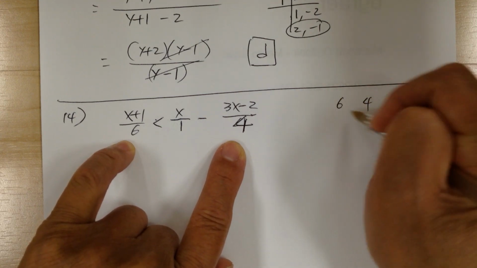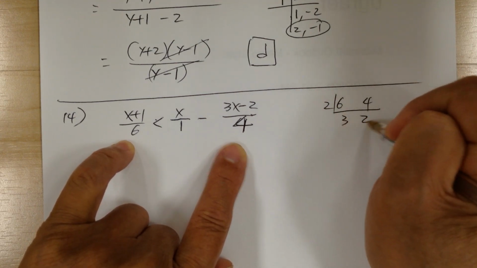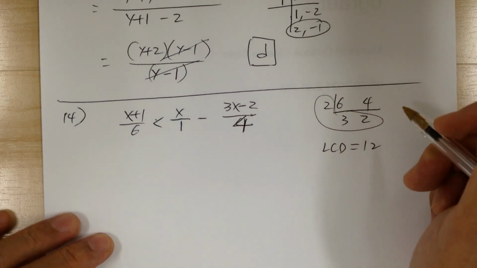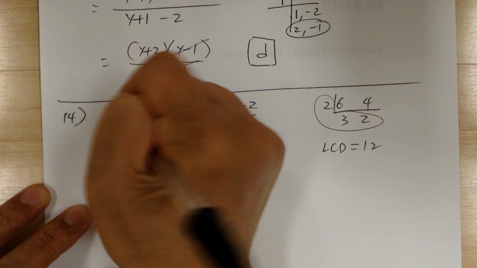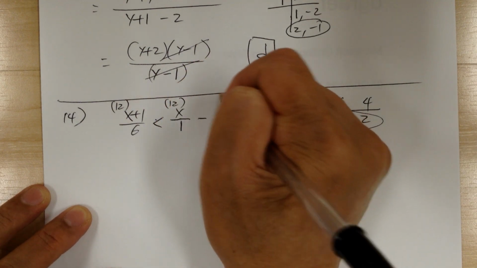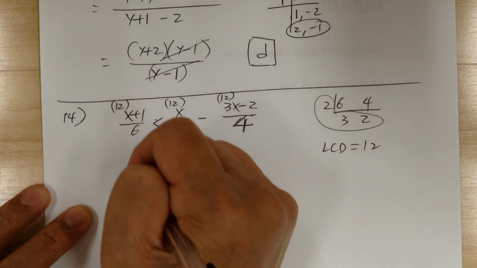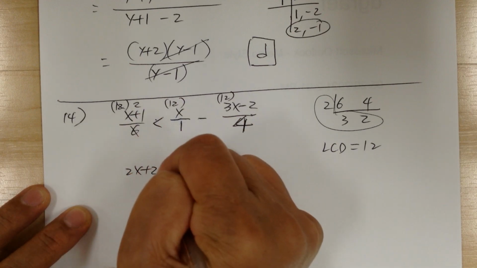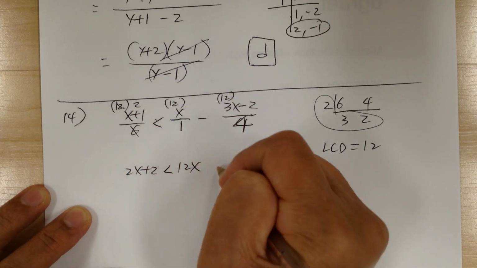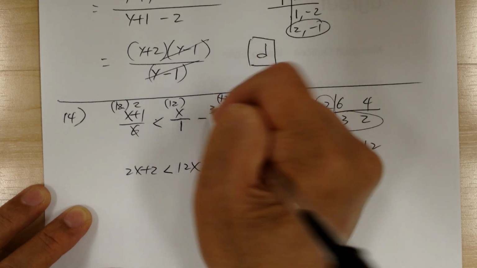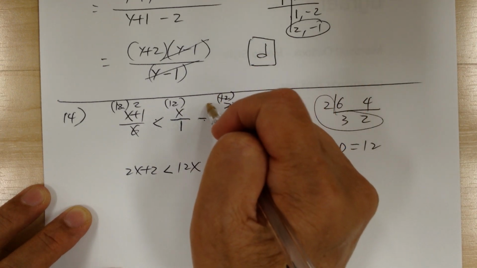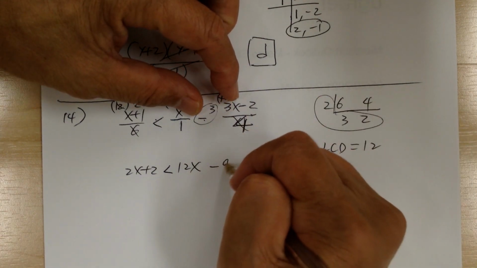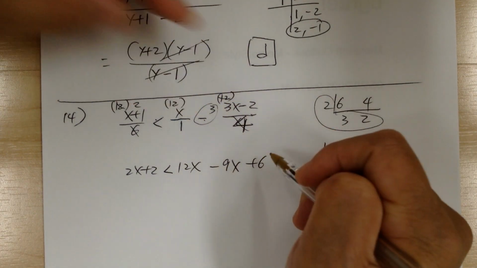Okay, so 6 and 4, you can divide by 2, you get 3 and 2. So your LCD would be equal to 12. So I'm going to multiply every term by 12. So this cancels, so I get 2x plus 2. This one does not cancel, so it will be just 12x. This cancels, so it will be 3. Now you have to be careful, that's a negative here, so think of this as a negative 3. So when you multiply, you're going to get minus 9x plus 6.